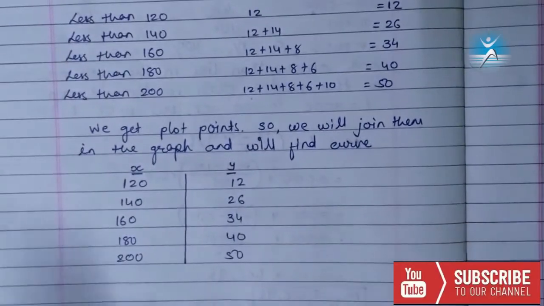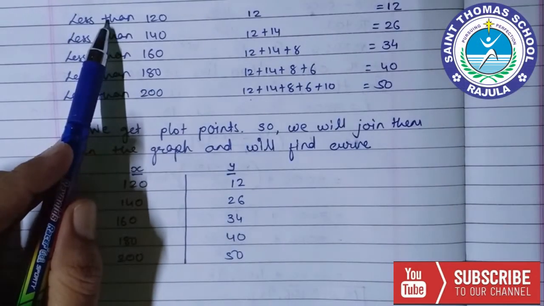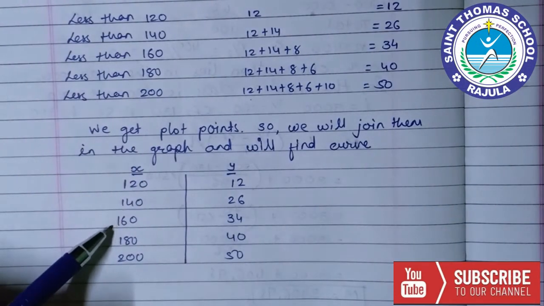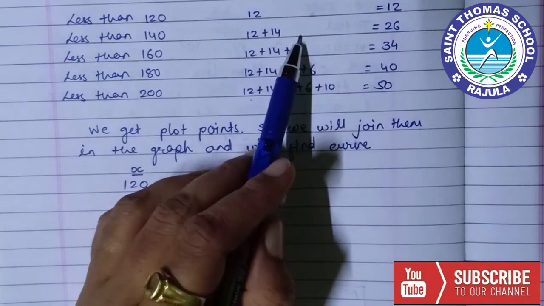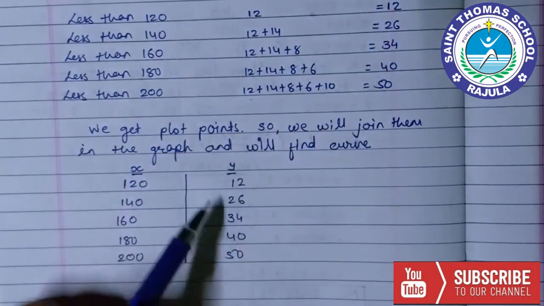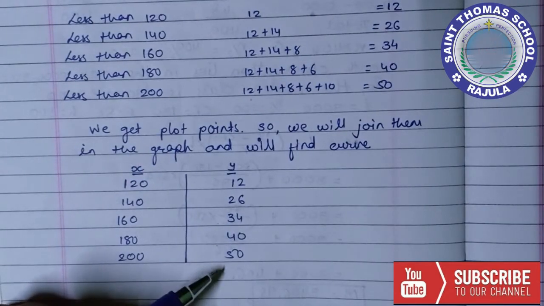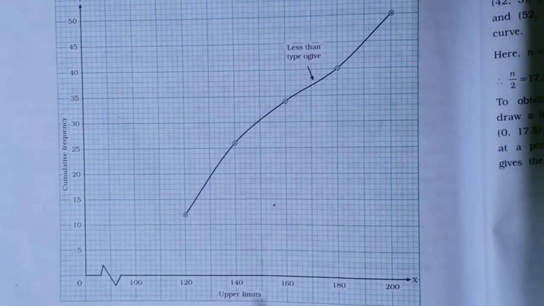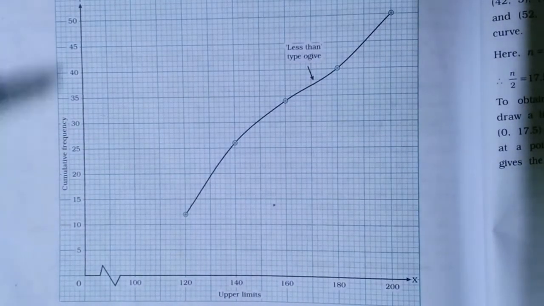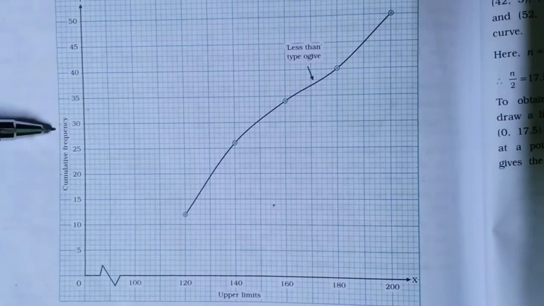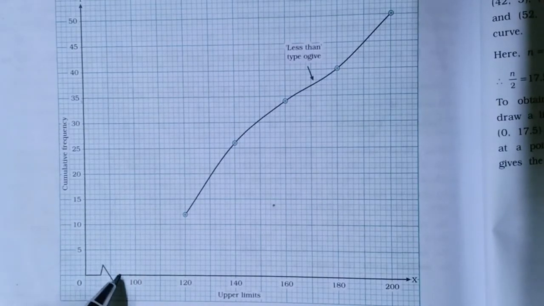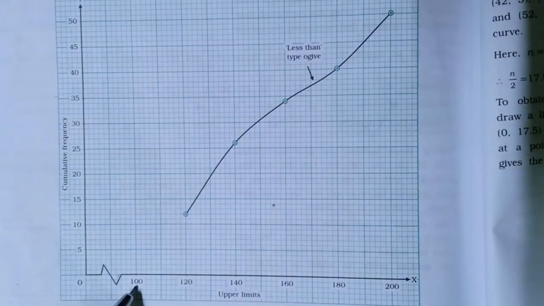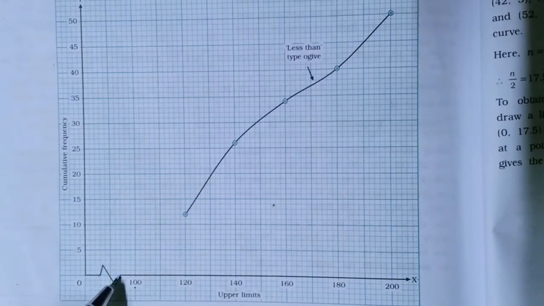On x-axis we have to write daily income 120, 140, 160, 180 and 200. On y-axis we have to write number of workers 12, 26, 34, 40 and 50. So let's see the graph. On x-axis we write upper limits, on y-axis we write cumulative frequency. Here we draw the kink, which we learned in 8th standard, when we start from a bigger value and cut something. So we have drawn the kink here.